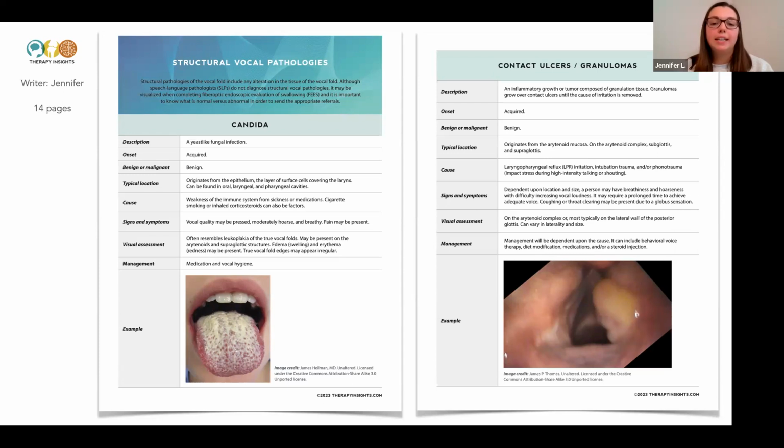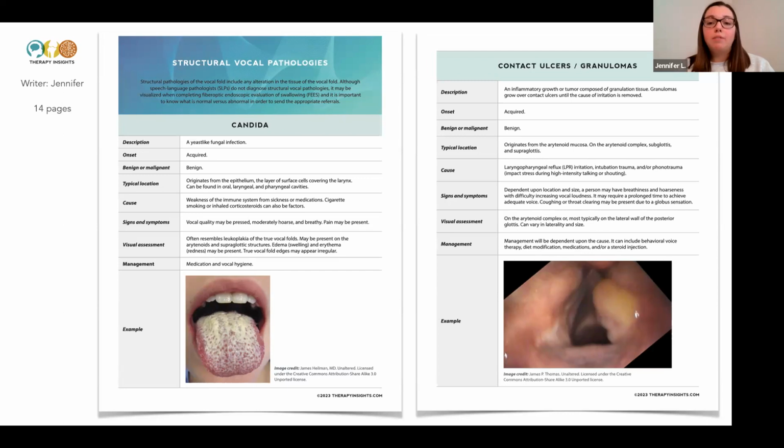The first one is Candida. With this vocal pathology, the description is a yeast-like fungal infection. It is acquired and it is benign. It originates in the epithelium, or the layer of surface cells covering the larynx. It can be found in oral, laryngeal, or pharyngeal cavities. I'm sure many of us have seen this on our patients' tongues if we work on the medical side of speech pathology. You may have heard the term thrush, which can be interchanged with oral candidiasis.